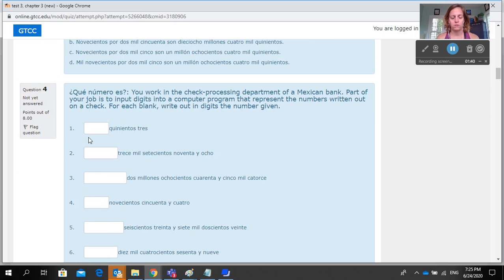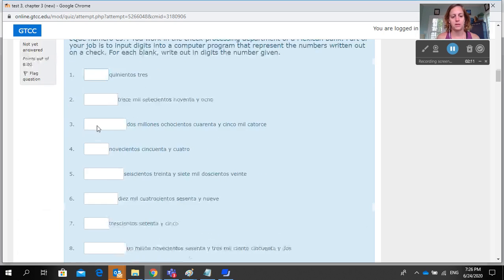Here, you're kind of working the reverse way. Qué número es: you work in the check processing department of a Mexican bank. Part of your job is to input digits into a computer program that represent the numbers written out on a check. For each blank, write out in digits the number given. So 503, you would write whatever number that is. Maybe it's 732. So you will just write the digits that represent the written form this time.